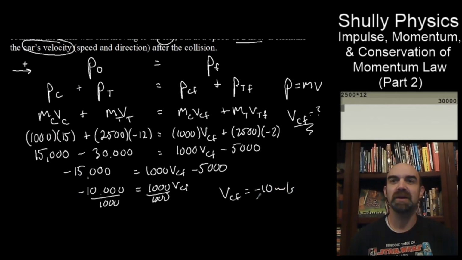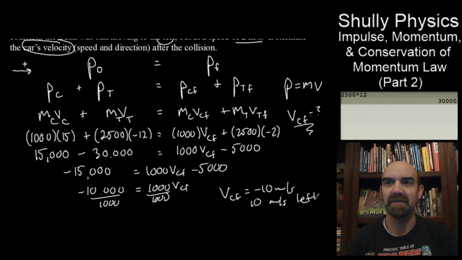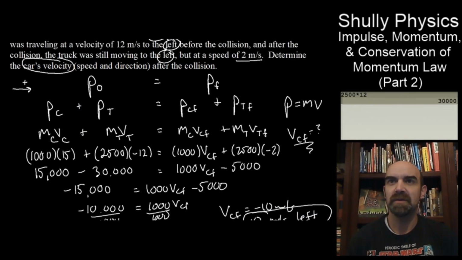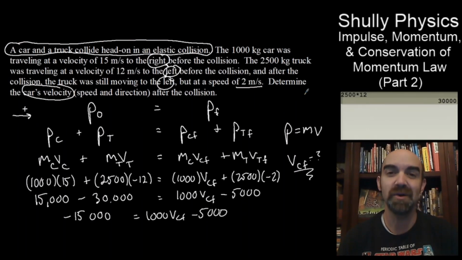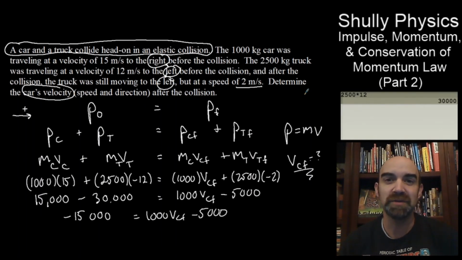How should we write that? 10 meters per second left. Speed and direction. So, does this make sense? Did the car go through the truck? No, thankfully it didn't. The truck is going at negative 2 meters per second after the collision. The car is negative 10. So it went from 15 to the right to negative 10 to the left.